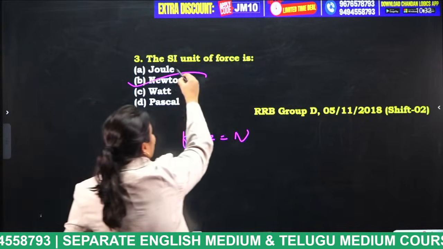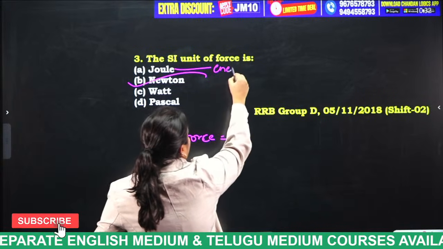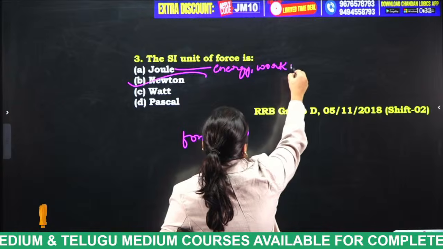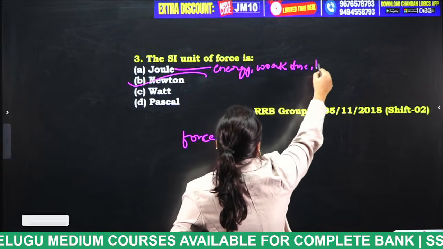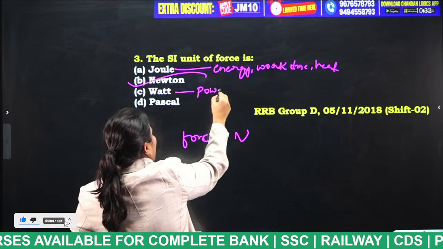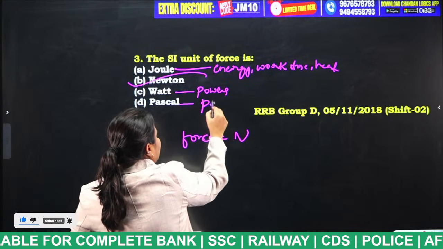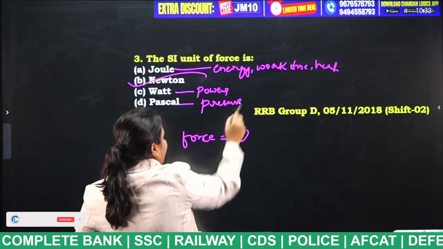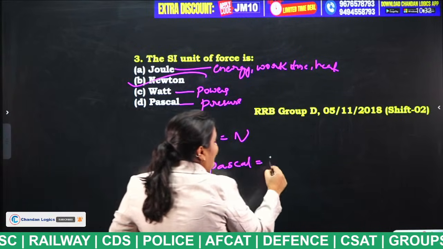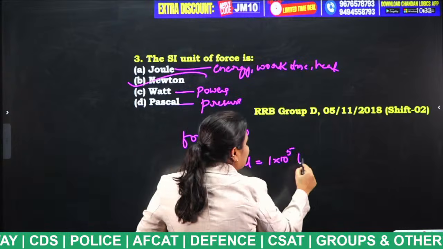And Joule is the unit for energy, work done and heat. Very, very important, students. And Watt is the unit for power. Pascal is the unit for pressure. 1 Pascal is equal to, if they ask you in bars, 1 into 10 power minus 5 bar.